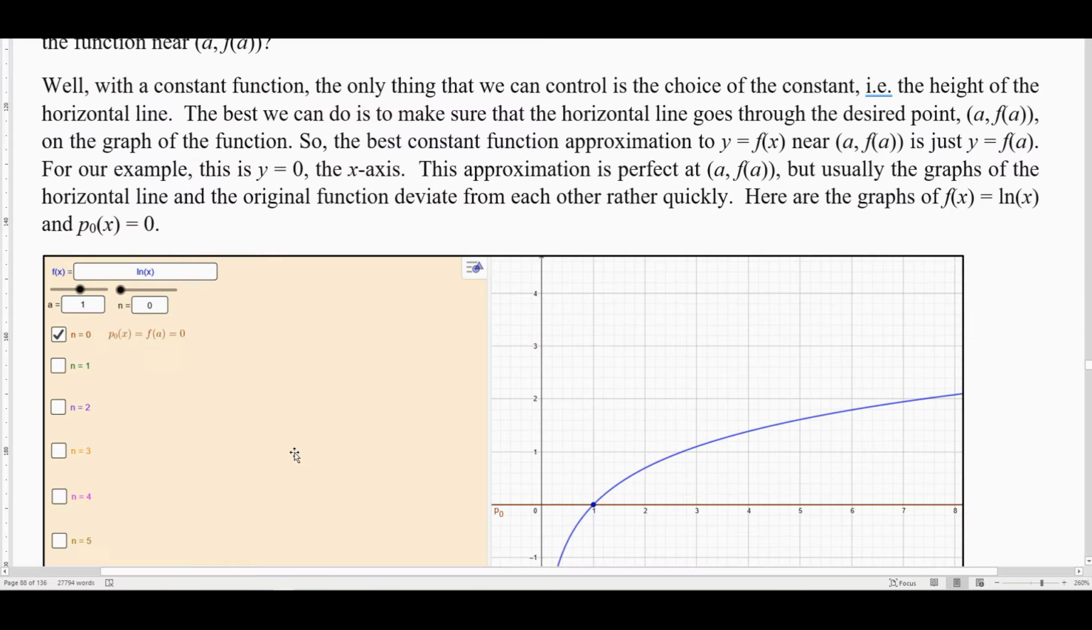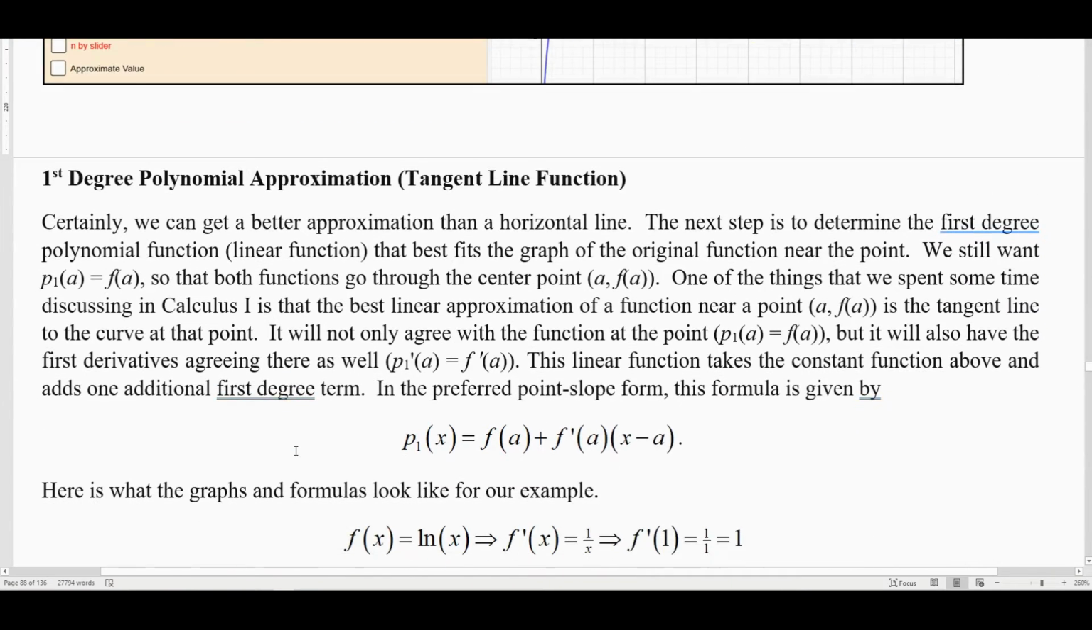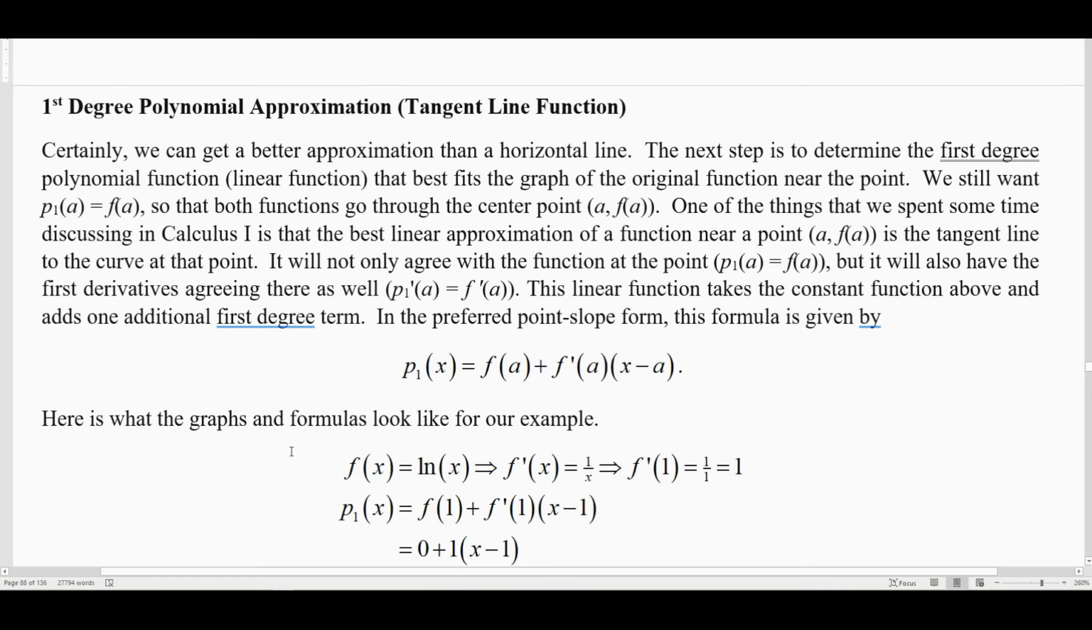Okay, and so that's our next thing. Our first degree Taylor polynomial approximation is a tangent line function. And certainly we can do better than a horizontal line. The first degree polynomial function, or linear function, that best fits the graph near that point is again the Taylor, the tangent line.